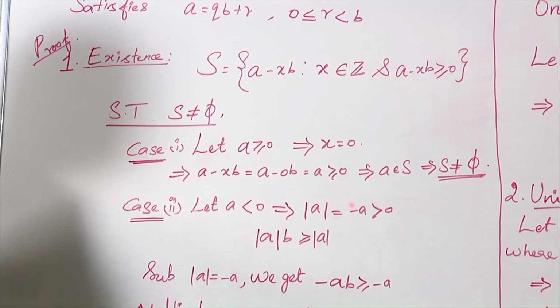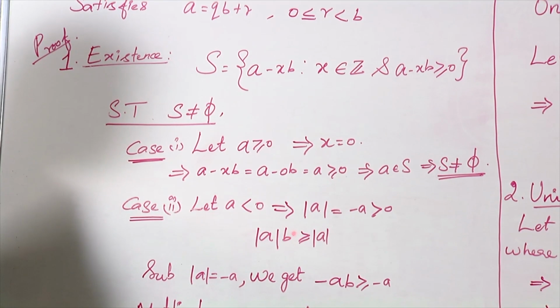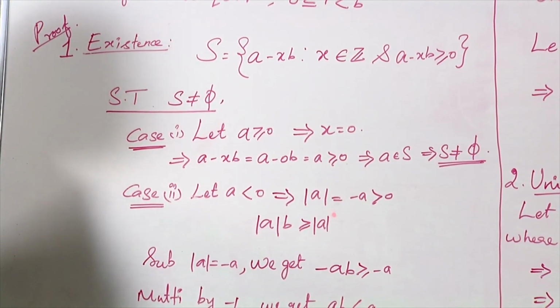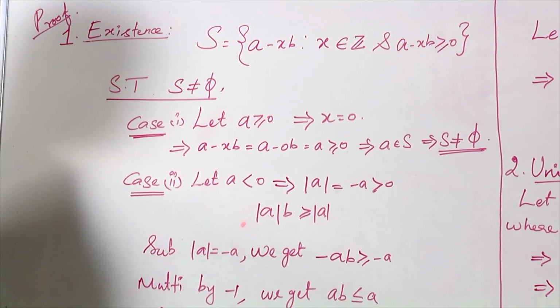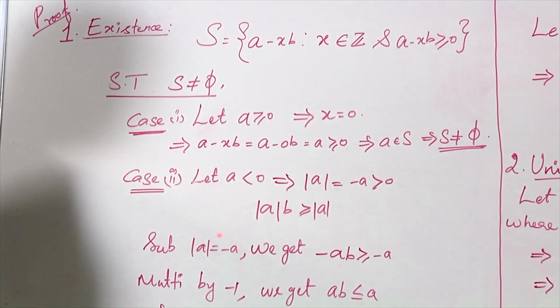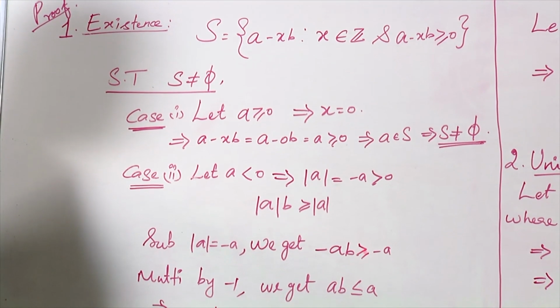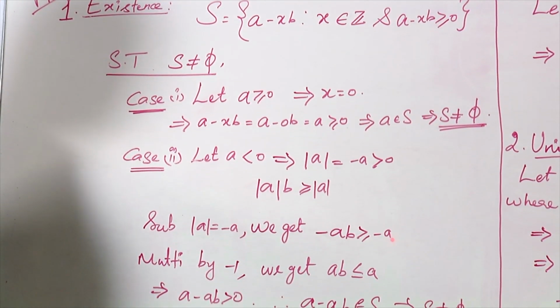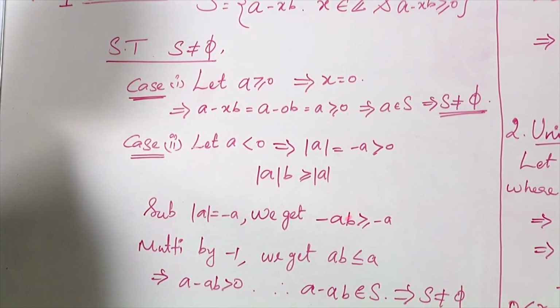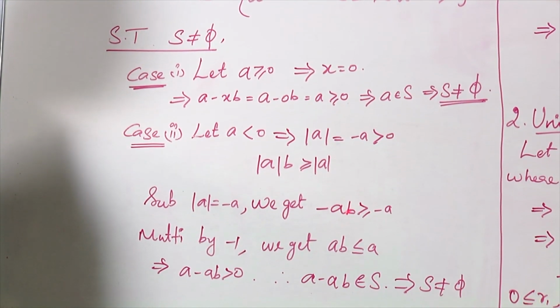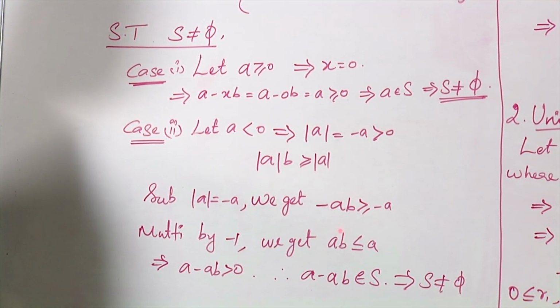Since a is negative, minus a would be positive. Therefore, mod a multiplied by b is greater than or equal to mod a, and if you substitute minus a in the place of mod a, we get minus ab is greater than or equal to minus a. So, if you multiply both the sides by minus 1, the inequality will get reversed. That is, ab is less than or equal to a.